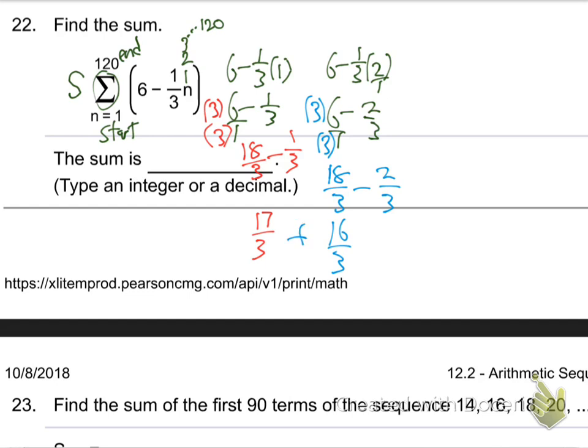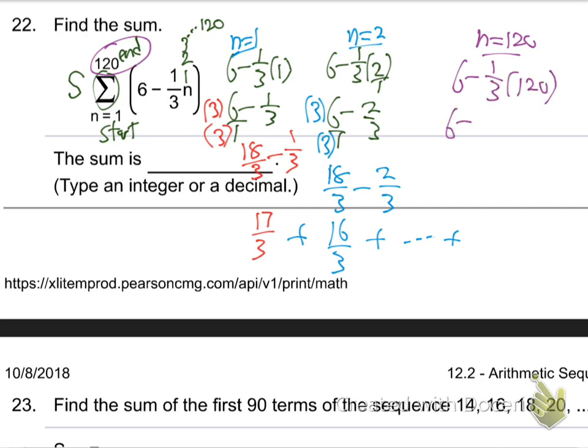So we good? Now we're going to add these up all the way to the last term. Let's find the last term. This was n equals 1. This was n equals 2. What's the last term? The 120th term, right? It ends at 120. So plug in: 6 minus 1/3 times 120. That's 120 over 3, which is 40, no fractions needed. That's 6 minus 40, which is negative 34. The last term is negative 34.